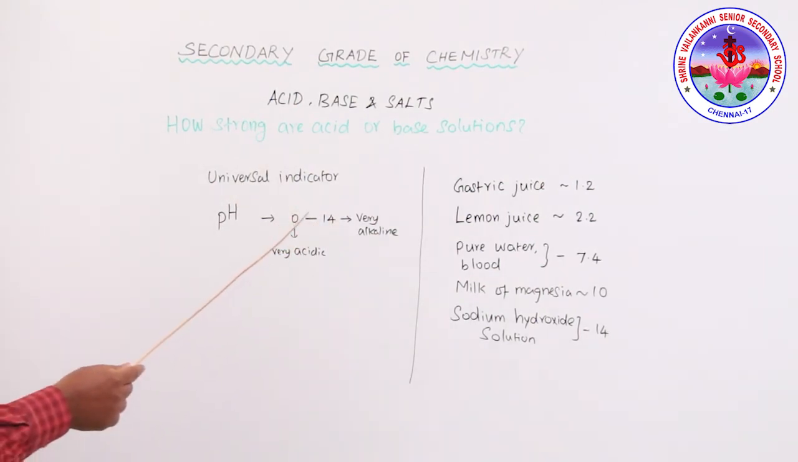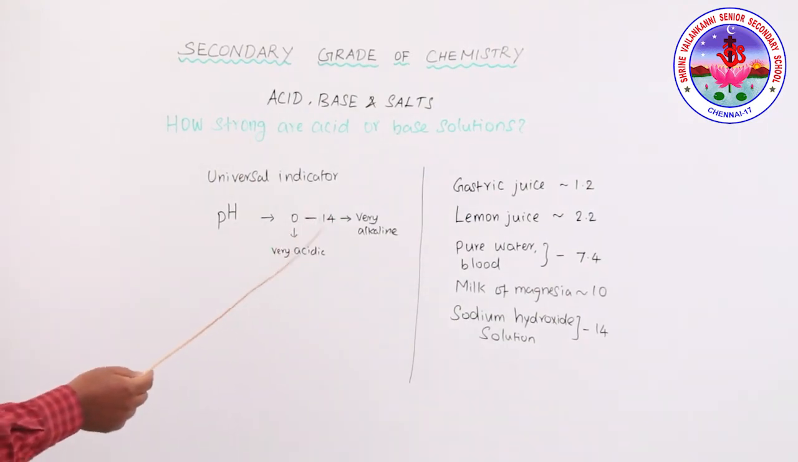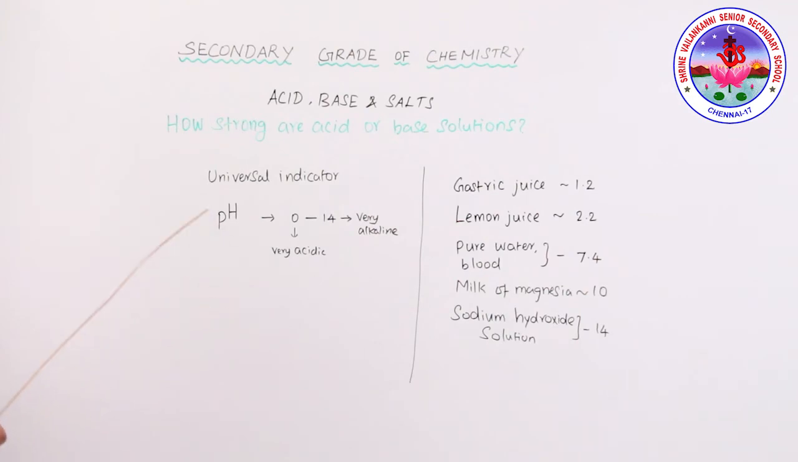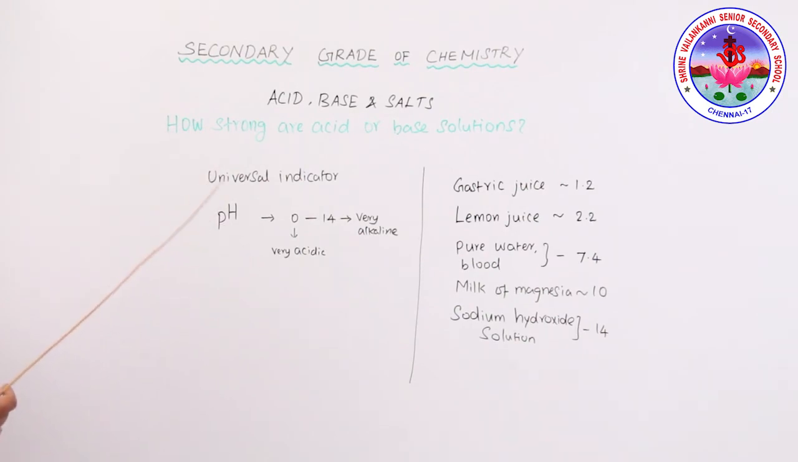In between, 7 is neutral. The pH scale is available from 0 to 14: 0 to 7 is acid, and 7 to 14 is base. The pH of a neutral solution is 7, and a value less than 7 on the pH scale represents an acidic solution. As the pH value increases from 7 to 14, it represents an increase in the hydroxide ion concentration in the solution, so the strength of the alkali increases.